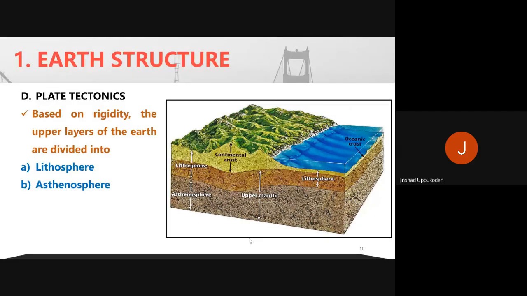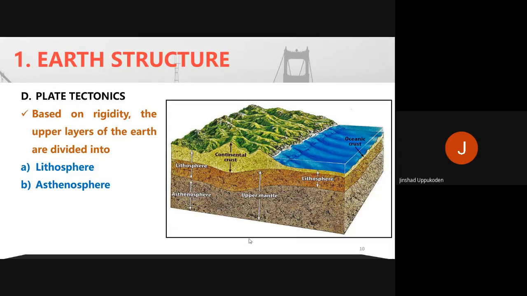The crust of the earth is divided into a number of pieces, which are called plates. Before I come to that picture, I would like to remind you that the crust and a few upper parts of the mantle together are called the lithosphere, and below the lithosphere is the asthenosphere.